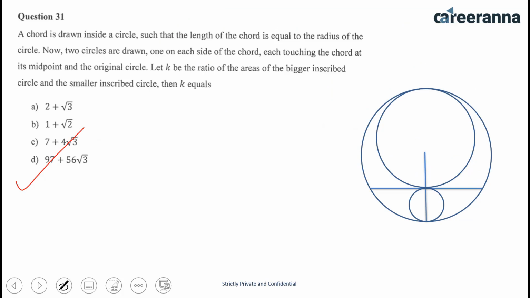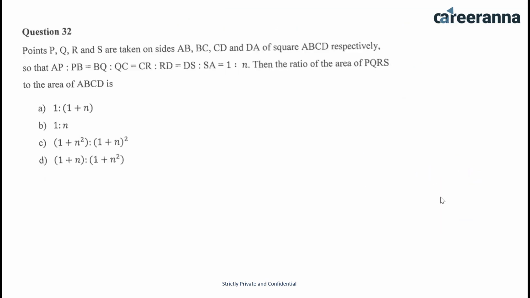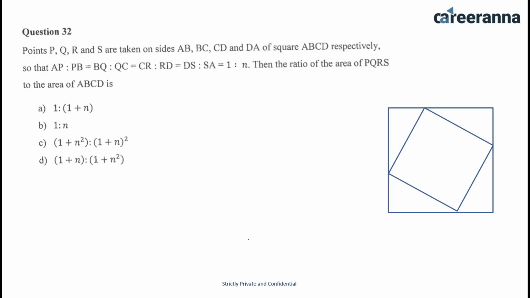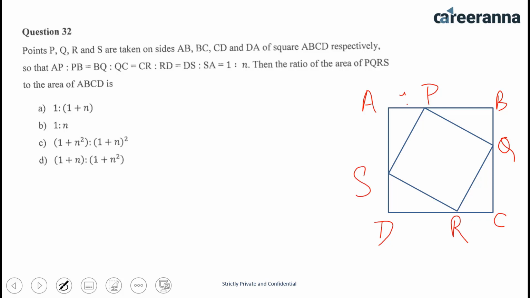Let's move on to our next question. In this question, points P, Q, R and S are taken on sides AB, BC, CD and DA of square ABCD respectively, so that AP is to PB equal to BQ is to QC and CR is to RD and DS is to SA equal to 1 is to n. Then the ratio of the area of PQRS to the area of ABCD is. First we need to draw its diagram. The diagram is like this. Let's take this as A, B, C, D, and this is P, Q, R, S, and this is given to us as 1 to n, 1 to n, 1 to n, 1 to n.